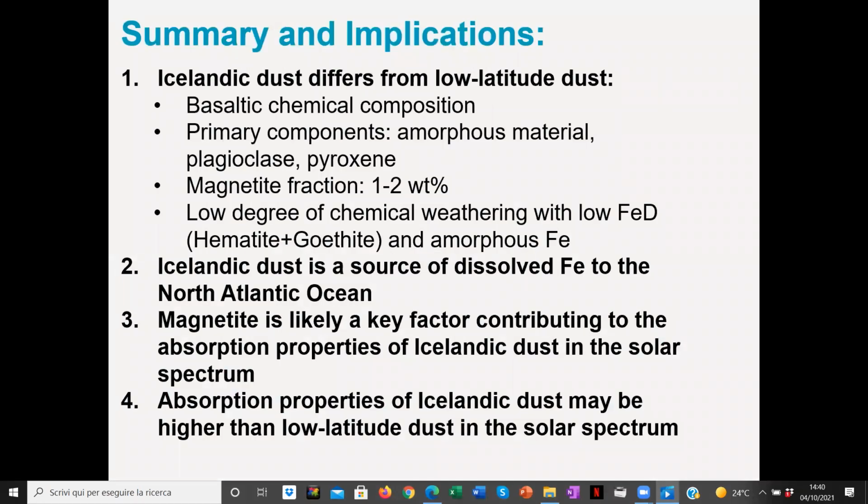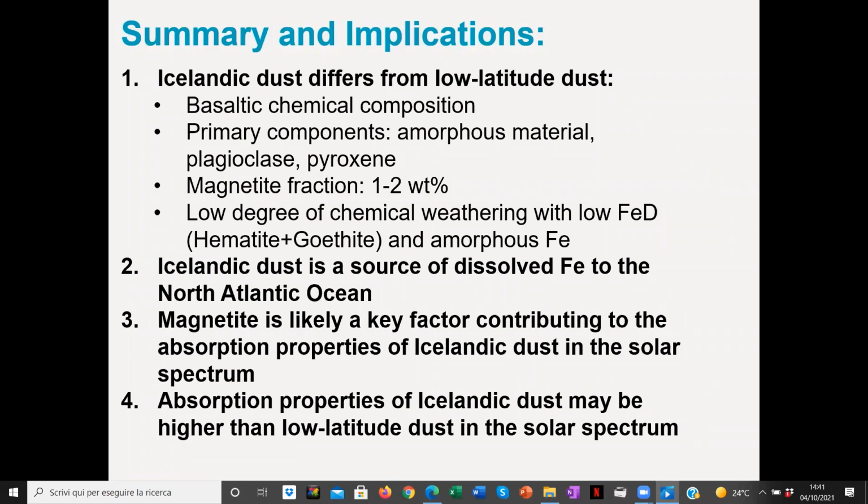And in summary, our research shows that Icelandic dust is very different from low-latitude dust in terms of both chemical and optical properties. Icelandic dust has basaltic composition and its primary components are amorphous material, plagioclase, and pyroxene. Magnetite is relatively high, from 1 to 2% of the total dust mass. Also, Icelandic dust shows low degree of chemical weathering, with low hematite, goethite, and amorphous iron content. Icelandic dust is also a source of dissolved iron to the North Atlantic Ocean, and magnetite is the main iron oxide mineral in Icelandic dust.